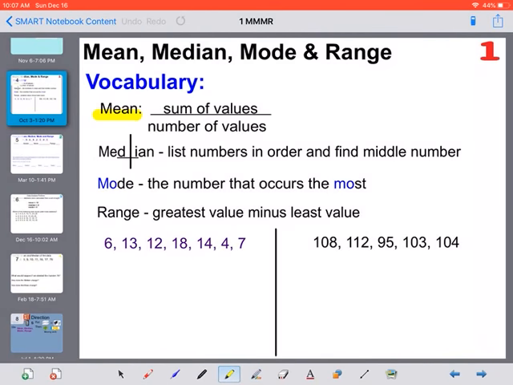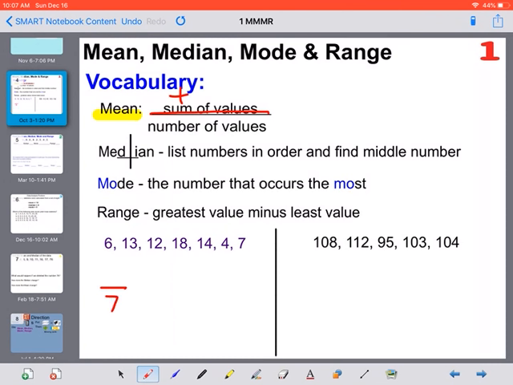Another word for mean is the average. You take the sum, or you add up all of your values, all of the numbers, and then you're going to divide by the number of values. How many numbers are there? So for example, on this first set of numbers, we have 1, 2, 3, 4, 5, 6, 7 numbers. So I'm going to add them all up and divide by 7.